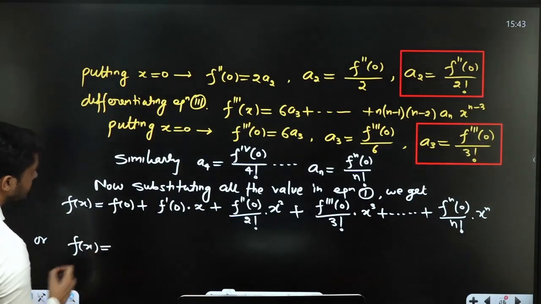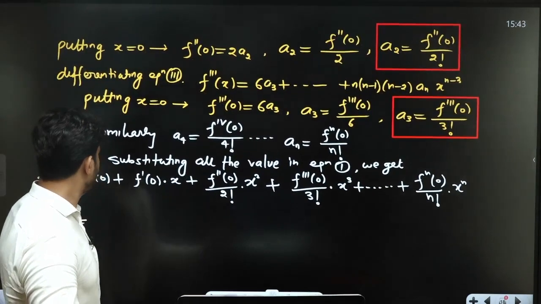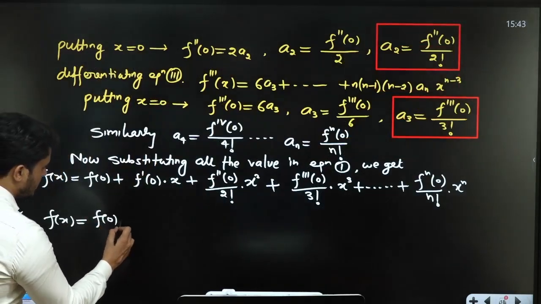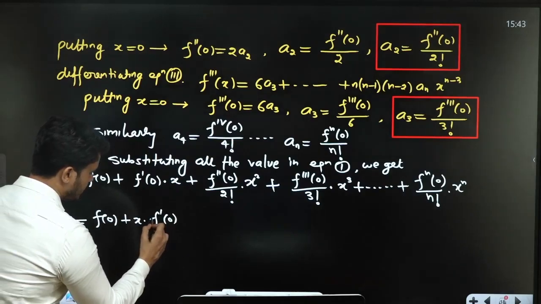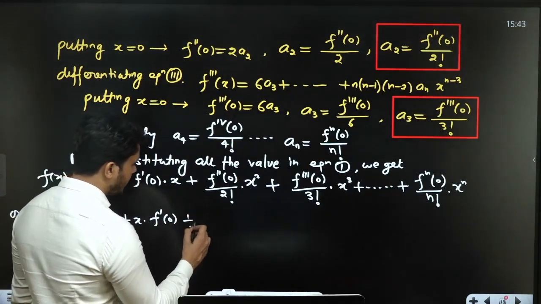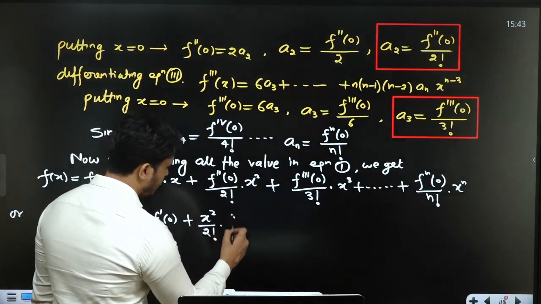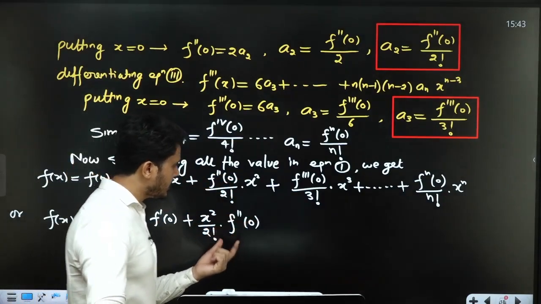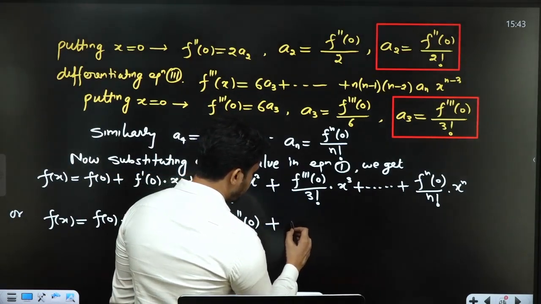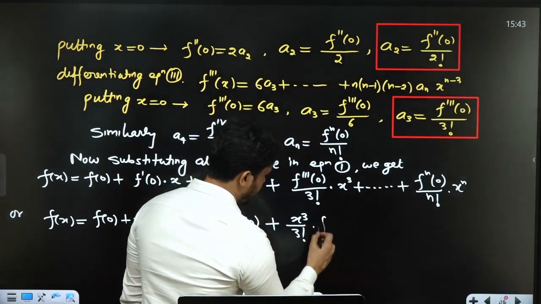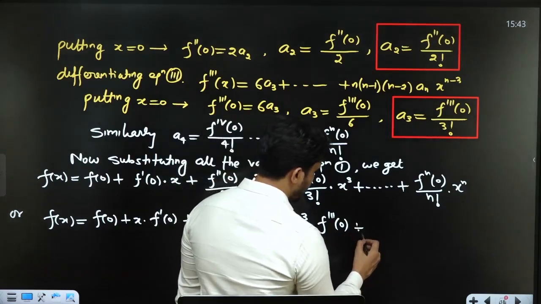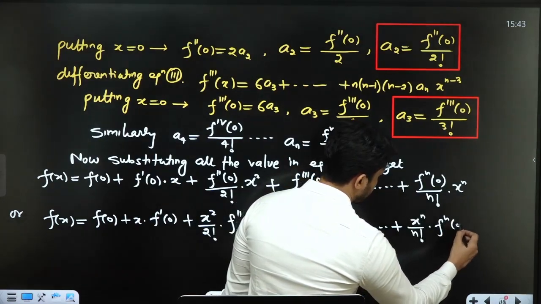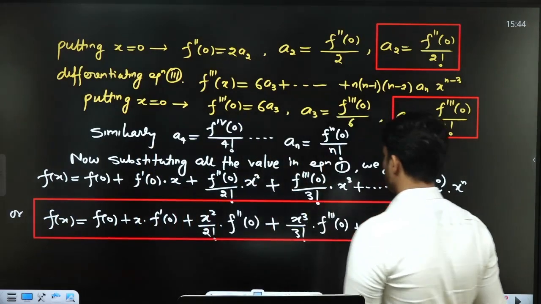fx इक्वल, बताओ क्या लिख सकते हैं, fx इक्वल f0 प्लस x इंटू f डैश 0 प्लस x स्क्वायर अपॉन 2 फैक्टोरियल इंटू f डबल डैश 0, मल्टीप्लीकेशन में थोड़ा ऑर्डर सही लगता है, थोड़ा अरेंजमेंट के लिए, बाकी और कुछ नहीं, प्लस एक्स क्यूब अपॉन 3 फैक्टोरियल इंटू f ट्रिपल डैश 0 and so on x to the power n upon n factorial into fn 0.